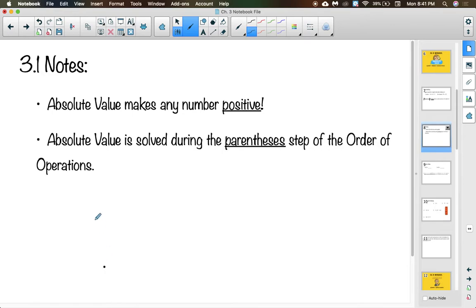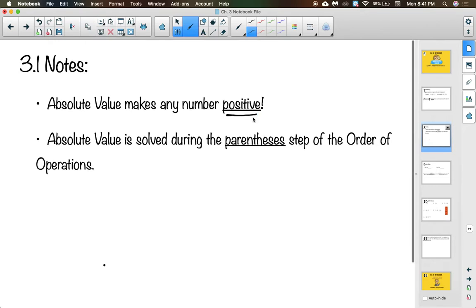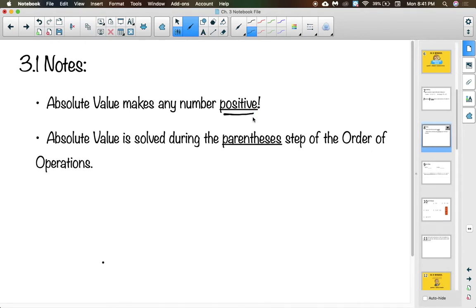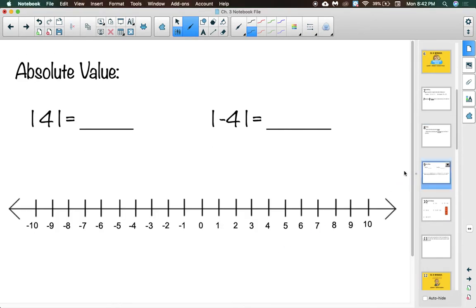Absolute value, these are our notes. Absolute value makes any number positive. Remember, we just talked about absolute value being the distance between any number and 0 on the number line. So absolute value is a distance, which means it makes the value positive. Absolute value is solved during the parentheses step of the order of operations. That's really important for us to know too. So we kind of treat them like they're a grouping symbol, like parentheses. Okay, let's look at an example.